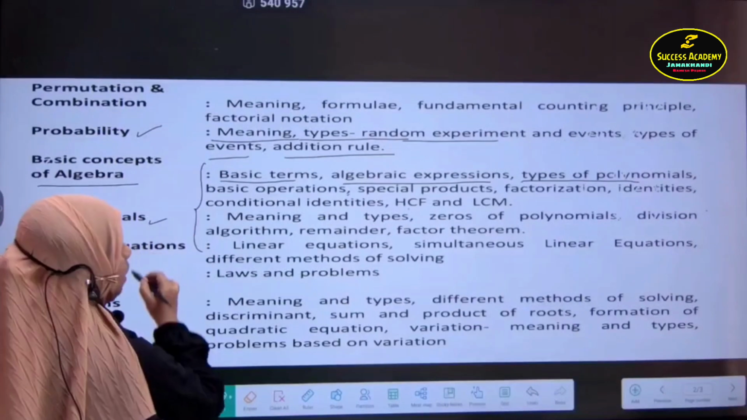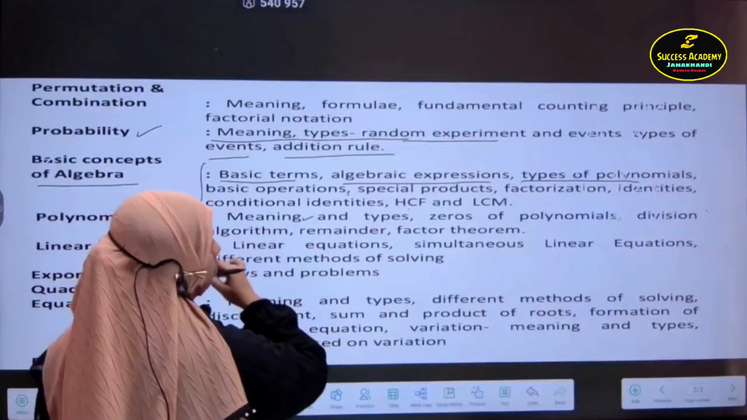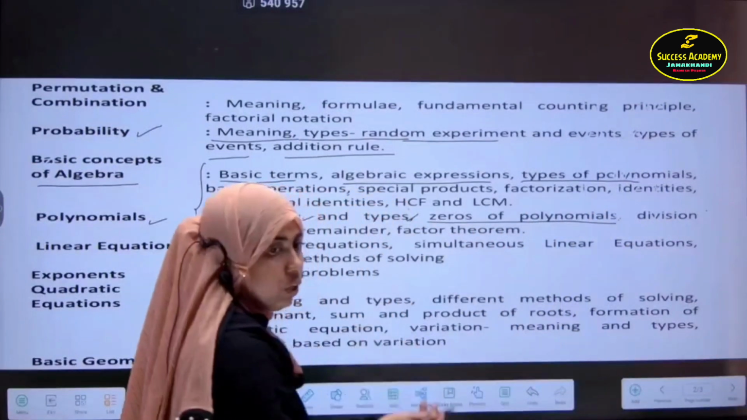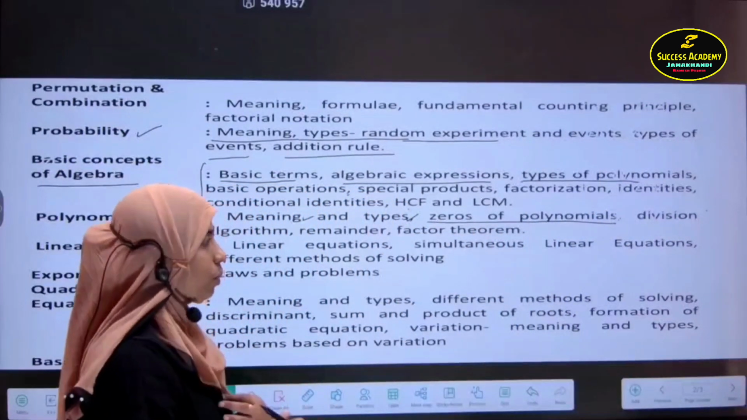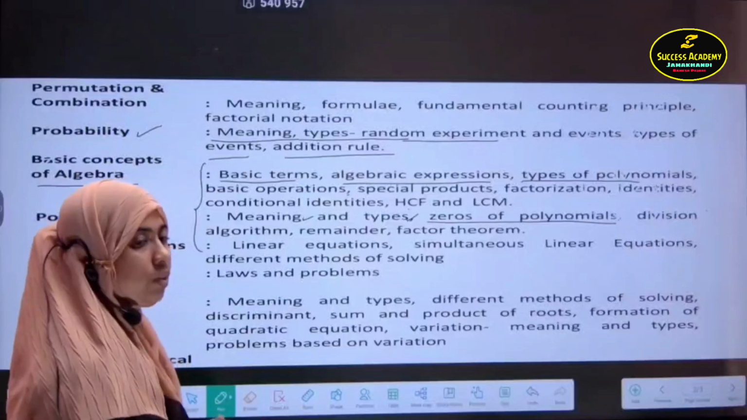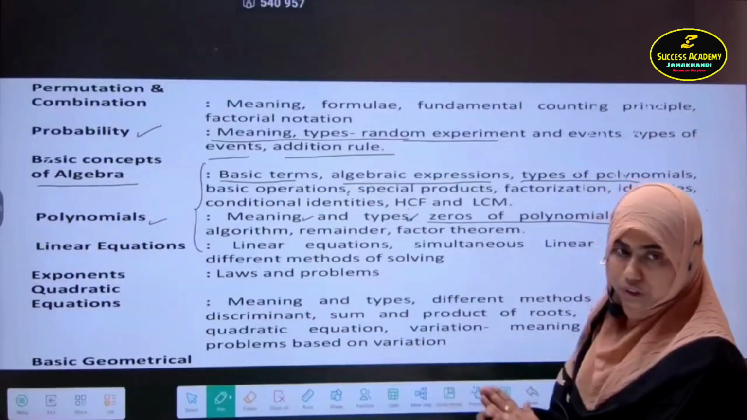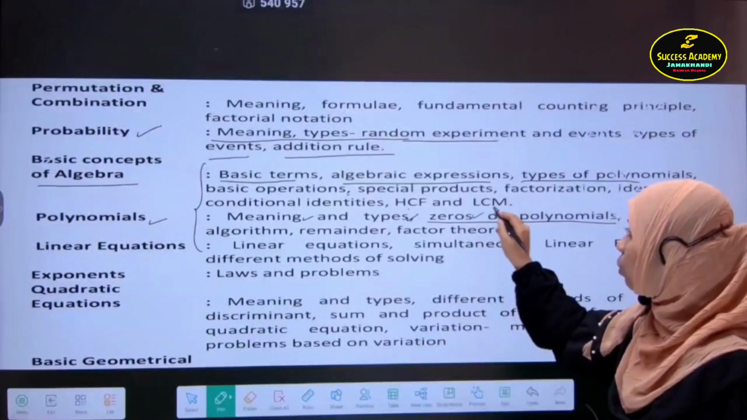Next is polynomial. In polynomial you also have to study its meaning, types, zeros of polynomial. What do you mean by zeros of polynomial? Solutions of polynomial. Okay, a solution has how many variables? That many solutions it will have, so that many zeros it will have.